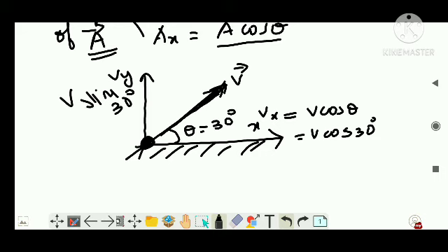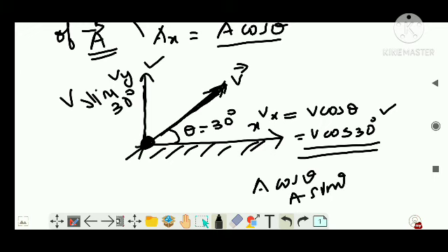Clear? So any vector can be divided into two components, where the horizontal component is written as that vector into cos theta, and the vertical component is vector into sin theta, where theta is the angle made by the vector with the x direction or horizontal direction.